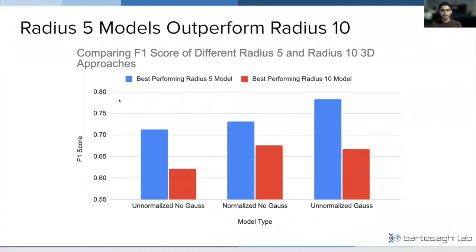These are some statistics that we use to gauge the performance of our network. Along the x-axis, we have some of the data transformations we tried to improve performance. And along the y-axis, we have F1 score, which is an object detection metric that basically uses the number of true positives, false positives, and false negatives to generate a single number that we can use to judge performance. And as you can see in the chart, the radius 5 models significantly outperform the radius 10 models. And in this case, the model that was not normalized and used a Gaussian filter, which is just a blurring filter that removes noise in between the particles, performed the best.